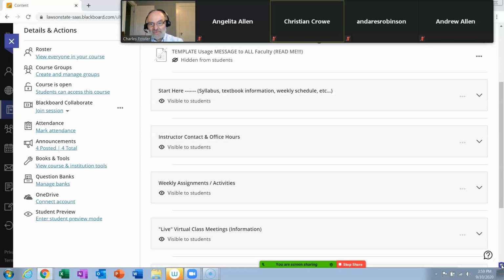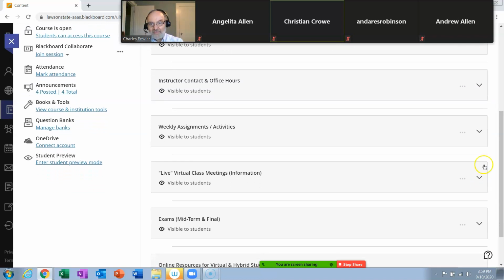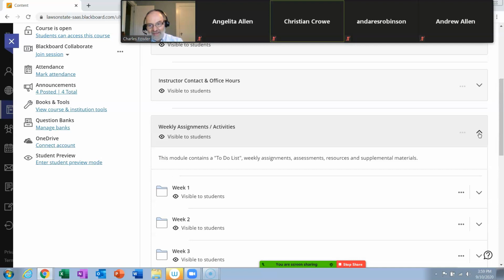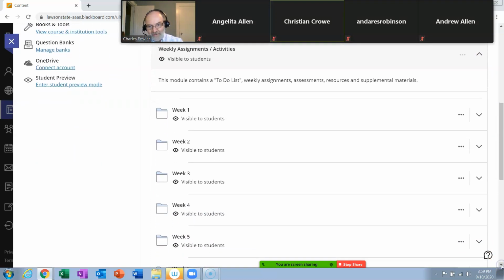So what I'm going to do is go down here. Whoops, I went too far. Yeah, here it is. You see weekly assignments, activities. Again, you can't click on this because there's no icon. So come to the arrow on the right. It's pointing downward. Flip it till it goes up. And then we're going to week 4 because that's where we are right now. Okay, I'm going to click on that.